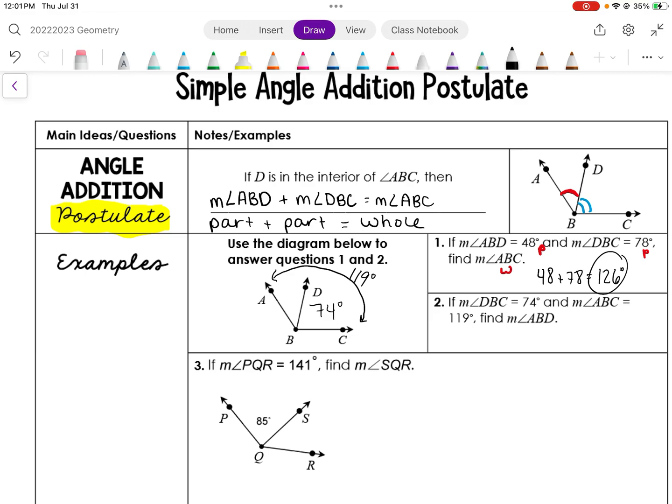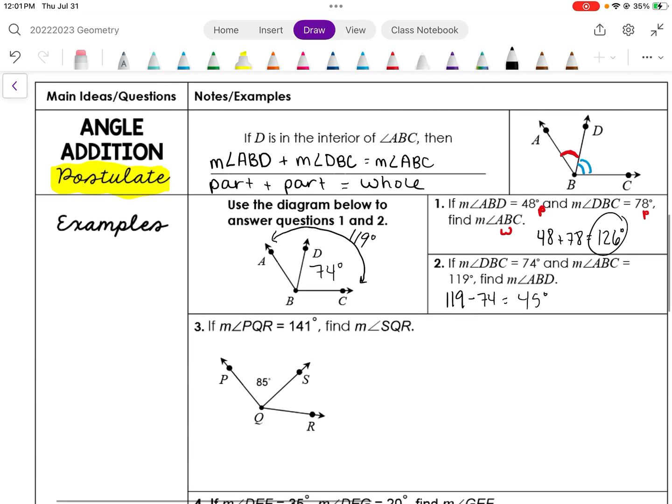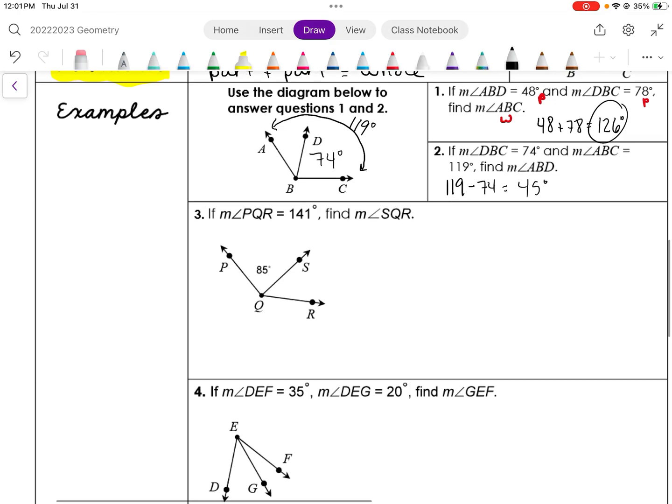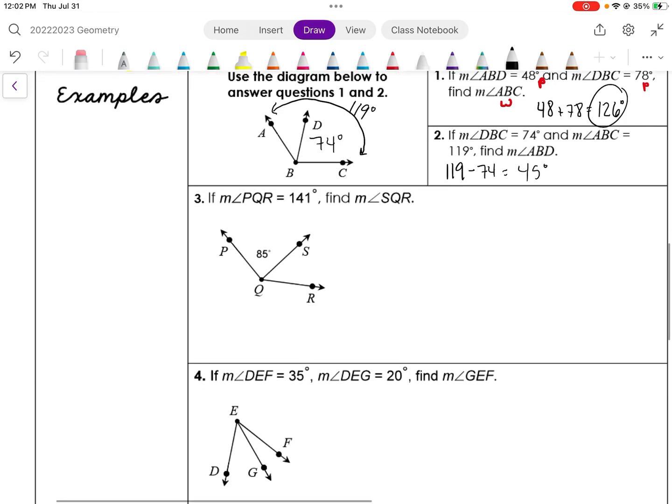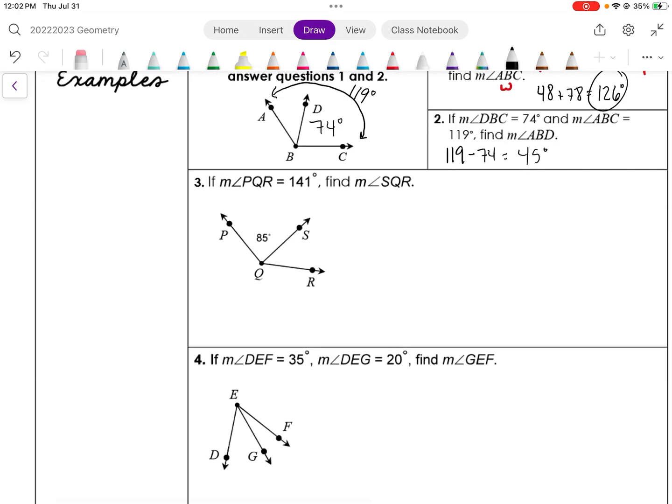Find angle ABD. So now I'm missing one of my parts. So I'm not going to add 74 and 119 together. Those are not my two parts. It's giving me the whole. So I'm going to subtract this time. 119 minus 74. I always like to double check my answers. Is 45 degrees. So maybe just try to run through these. I think you guys can do this.